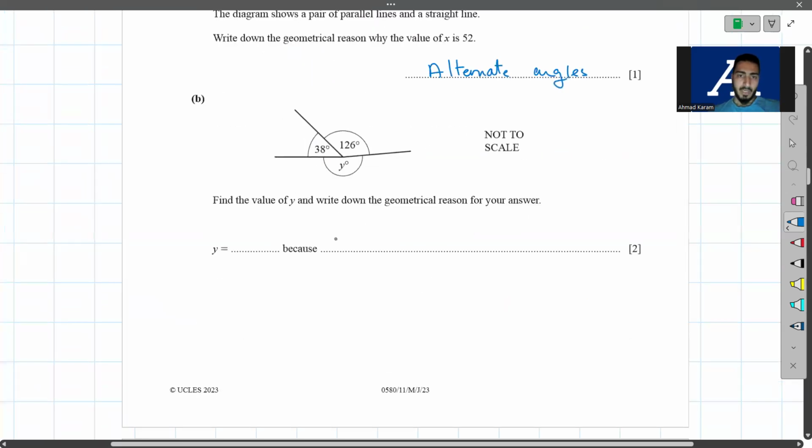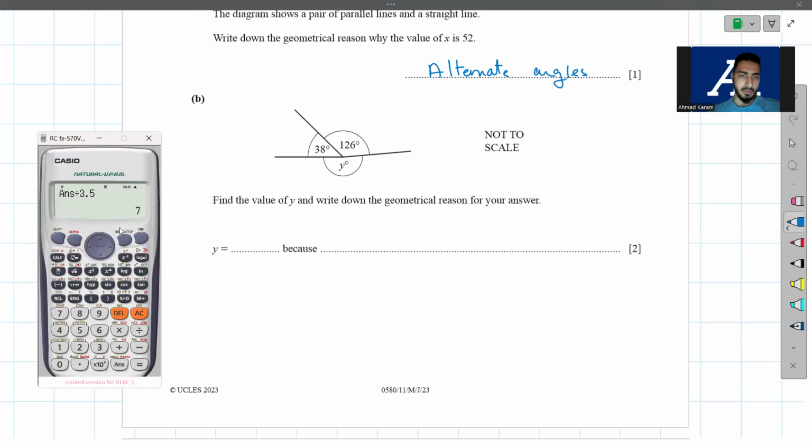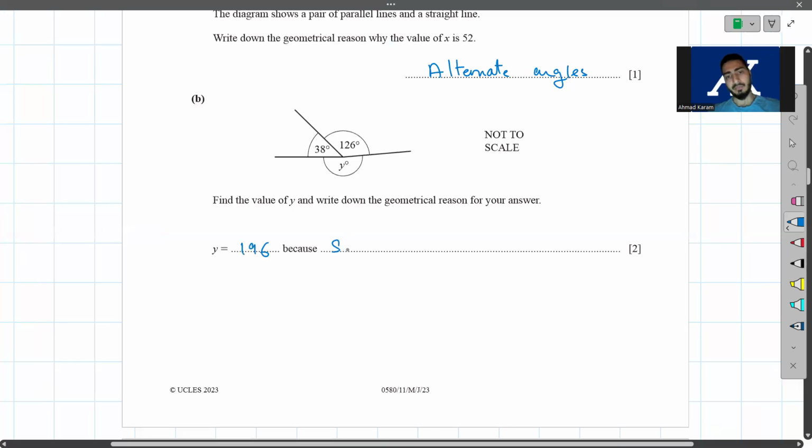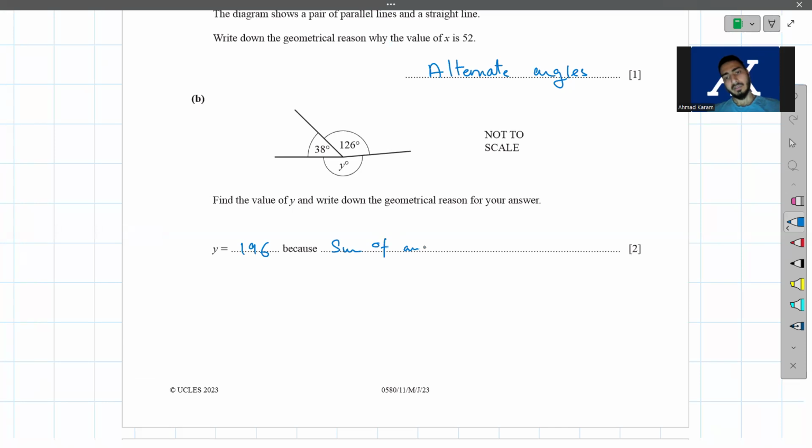How to get the value of Y? It's angles at a point. The sum of angles at a point is 360, so it's 360 minus 126 minus 38, which is 196 here. I need to write that the sum of angles at a point is 360.